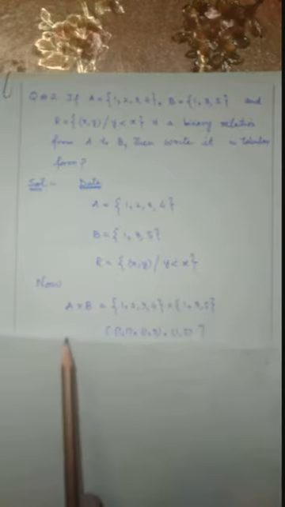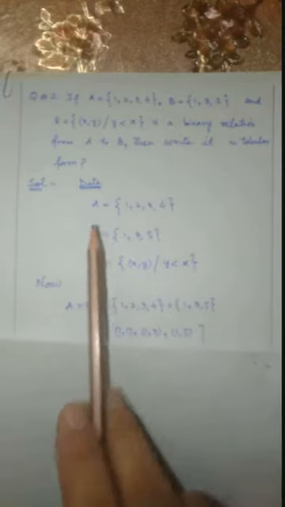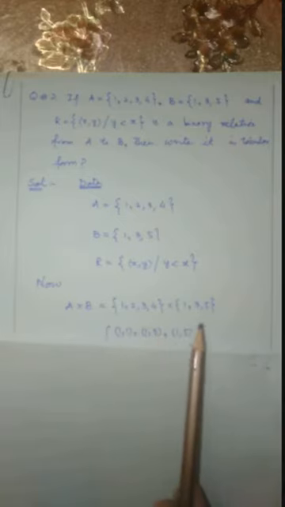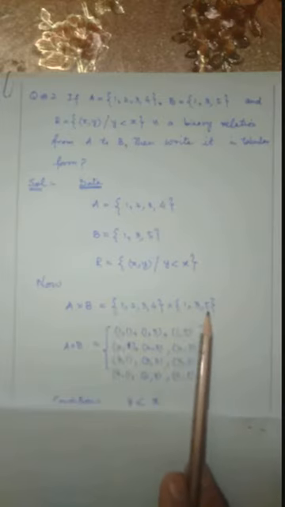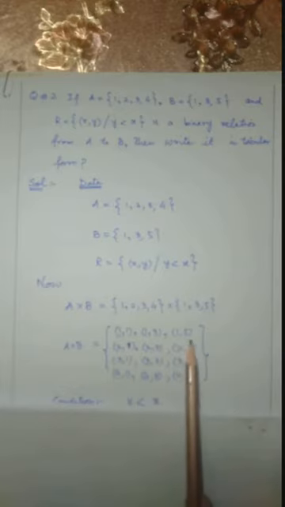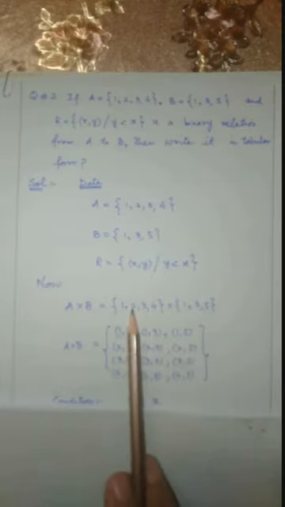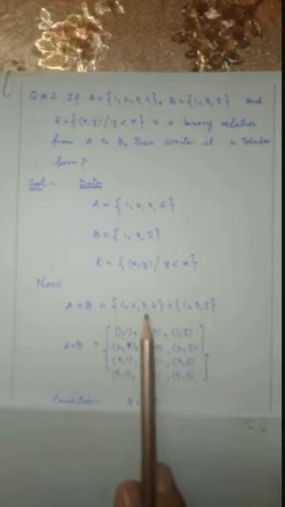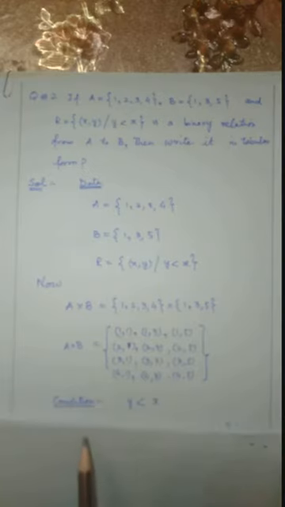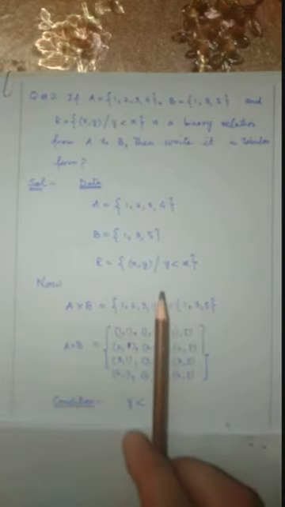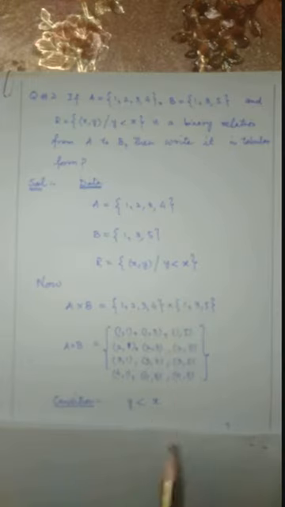Now first of all we will find the Cartesian product of these two sets. The product A cross B is: first we write set A, then cross, then set B. Then writing the ordered pairs, the first element with all elements of the set B like this. Then second element with all elements, then third element with all elements of set B, then 4 with all elements, like this.